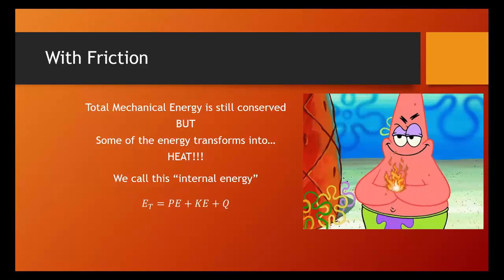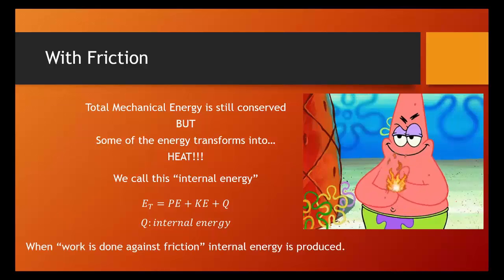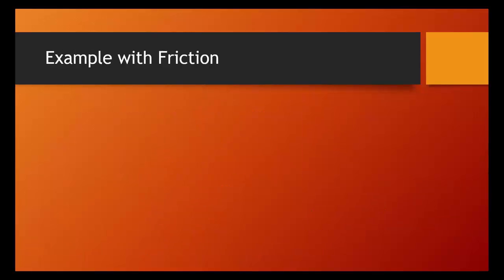We can now write out the same equation for total energy that you'll find on your reference table. ET equals PE plus KE plus Q. Q stands for internal energy. When work is done against friction, internal energy is produced. Here's that phrase, work done against friction, that we've seen before. Now let's take a look at a conservation of energy example with friction.